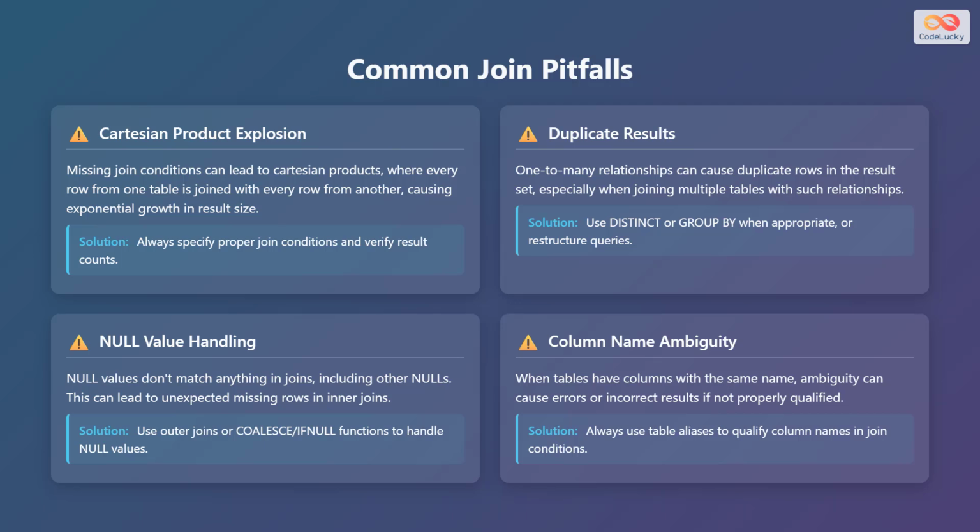Lastly, column name ambiguity can also cause problems. When tables have columns with the same name, ambiguity can cause errors or incorrect results, if not properly qualified. To avoid this, always use table aliases to qualify column names in join conditions.